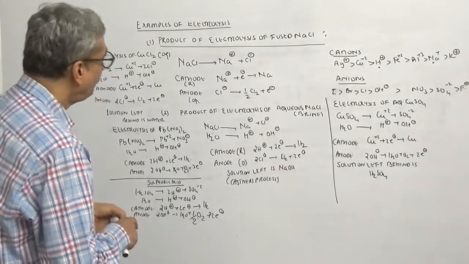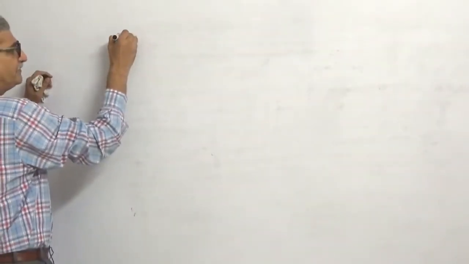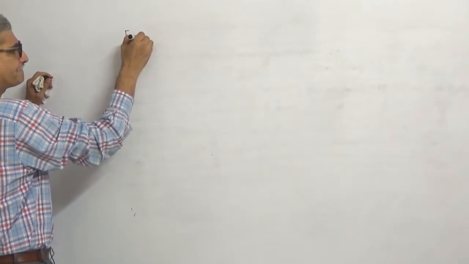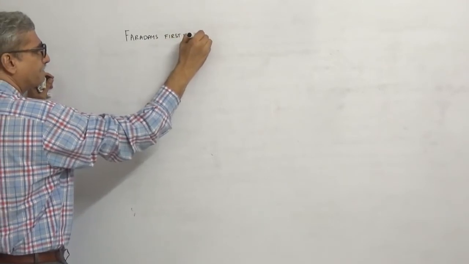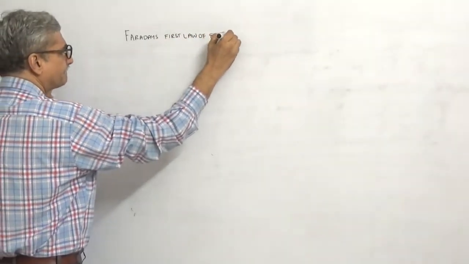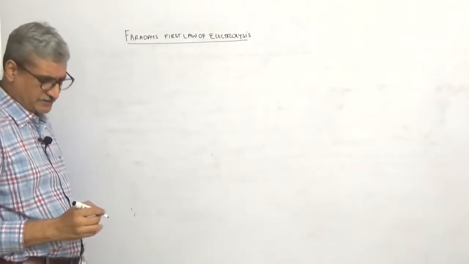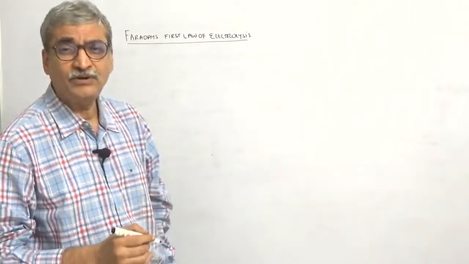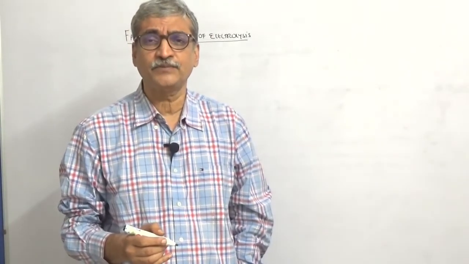Now we come to Faraday's first law of electrolysis. From the observation and the result of the experiment, whatever he got, he proposed his law. So what did he say? According to Faraday's first law of electrolysis, the amount of substance deposited or liberated during electrolysis is directly proportional to the quantity of charge or electricity supplied.